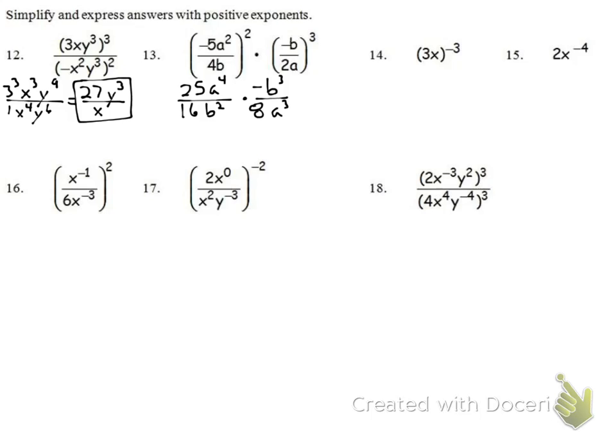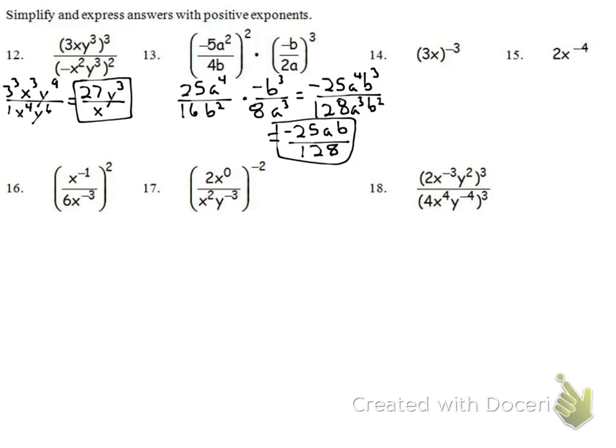Now we're going to multiply across. So I have negative 25 a to the 4th, b to the 3rd. And then 8 times 16 is 128. A to the 3rd, b squared. And now we can simplify a and b. Since I have one more a on top, it will stay on top. One more b on top, that'll stay on top. So it reduces to be negative 25ab over 128.